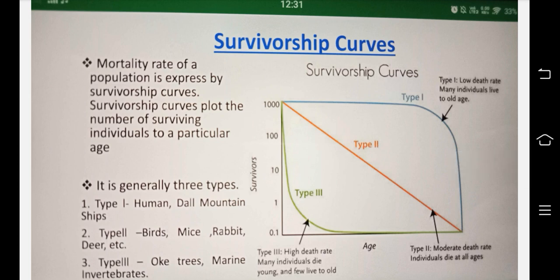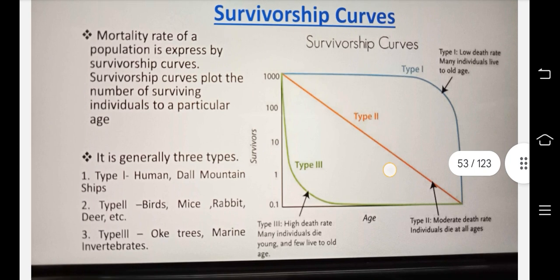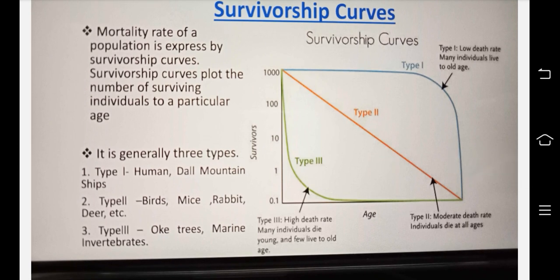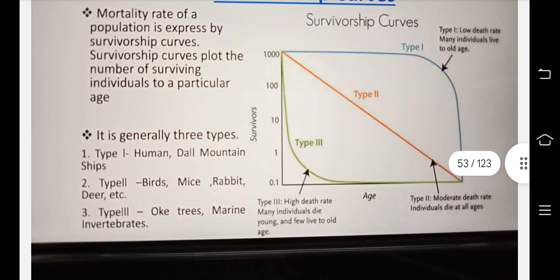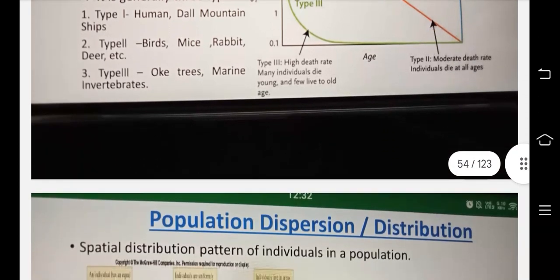Survivorship curves. The mortality rate of a population is expressed by survivorship curves, which plot the number of surviving individuals to a particular age. Type 3, type 2, type 1. Type 1: humans, mountain sheep. Type 2: birds, mice, rabbits, deer, etc. Type 3: oak trees, marine invertebrates. Type 3 has a high death rate, many individuals die young, and few live to old age. Type 1 has a low death rate, and many individuals live to old age. Type 2 has a moderate death rate, with individuals dying at all ages.